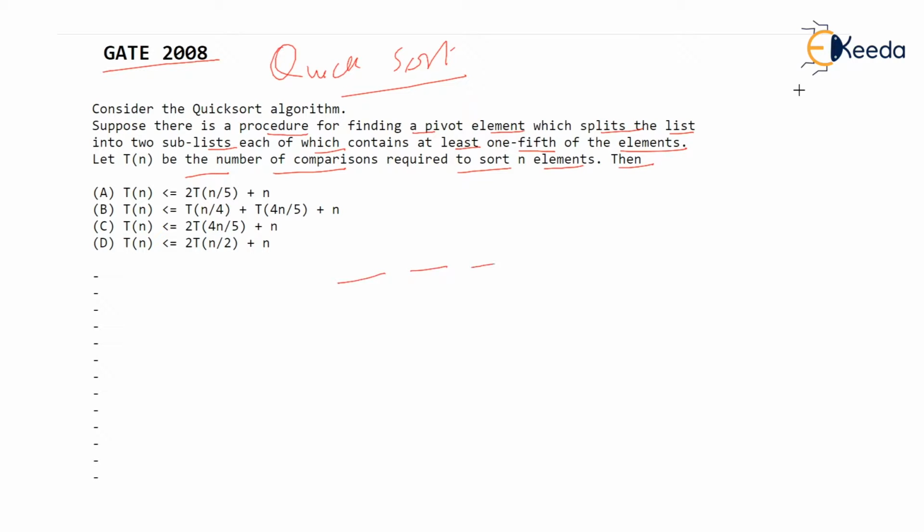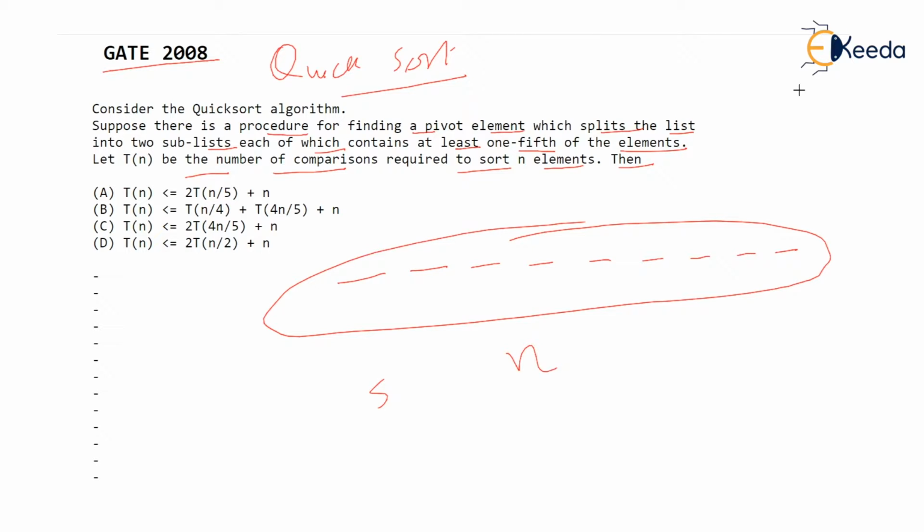Now, given an array of size n, they are saying that we have an algorithm which selects a pivot, some pivot. We have always been selecting the pivot as leftmost, isn't it? But they are selecting the pivot such that after partitioning, the array will be split into two sublists, each containing at least one-fifth of the elements. So the pivot will be fixed somewhere.